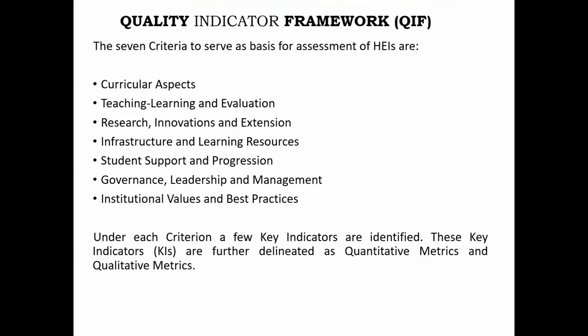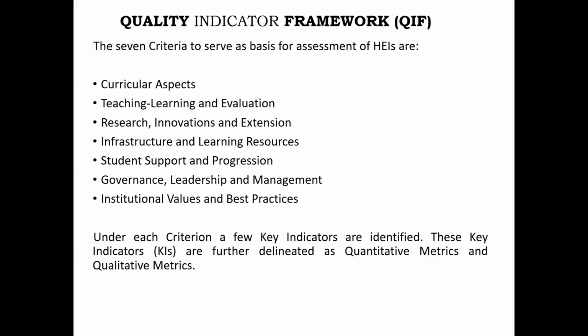The third important part is the quality indicator framework. Quality indicator framework here means the questions we are asking. We have segregated them into 7 criteria. These 7 criteria are curricular aspects; teaching, learning and evaluation; research, innovation and extension; infrastructure and learning resources; student support and progression; governance, leadership and management; and institutional values and best practices. All these criteria are further delineated into key indicators, and key indicators are delineated into metrics.